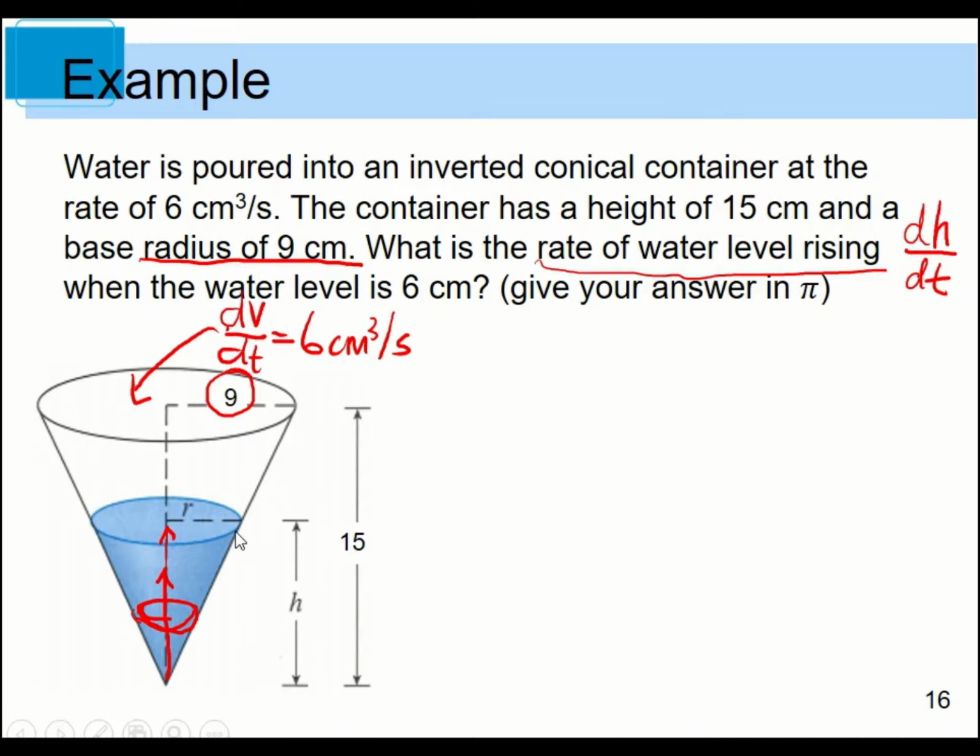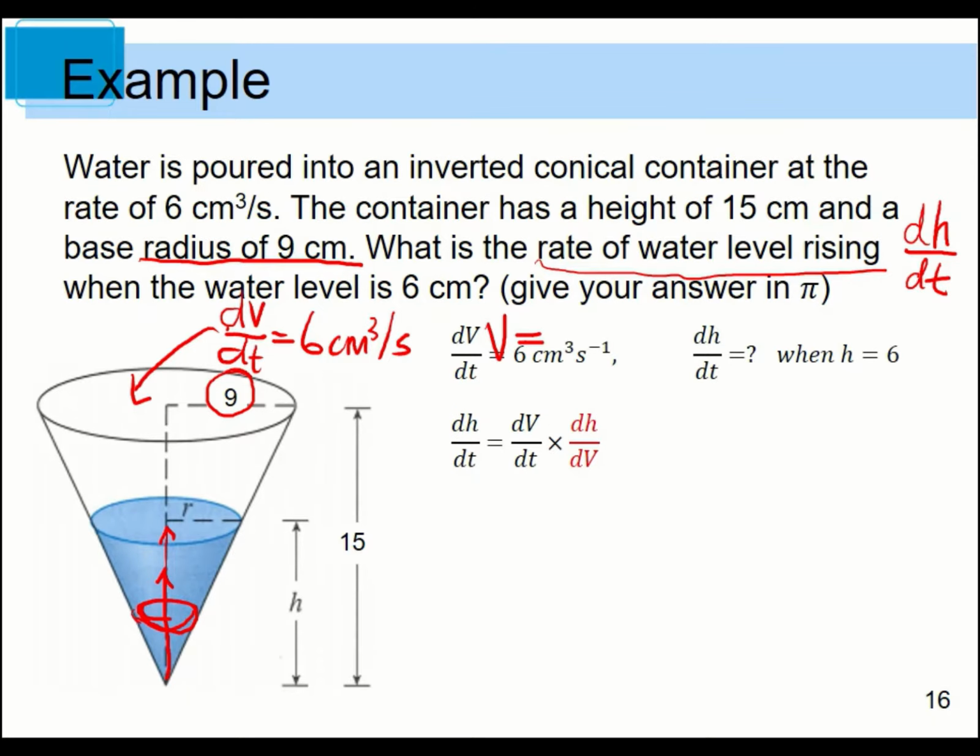Now we know that this is the rate given, and this is the rate that we are going to find. So what is the equation that relates these two? The relation between V and h will be the equation of the cone. So we have, this is the equation.